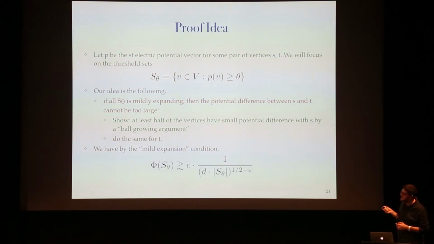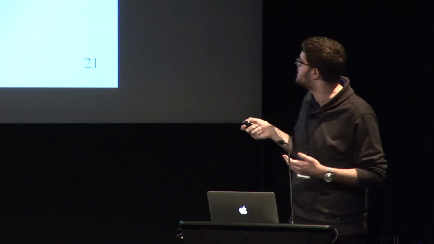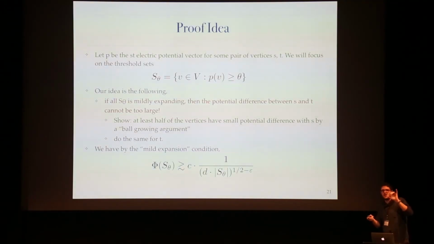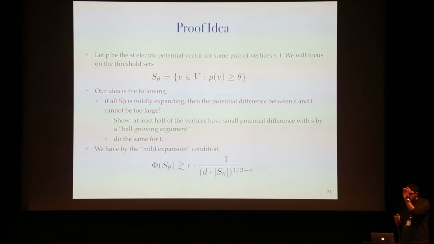The way we do this is by looking at the threshold sets of the potential vector. My idea of showing this is essentially going to be ball growing. I'm going to start with the potential set just containing the vertex S, and gradually expand that until I cover half of the vertices. Then I'm going to do that from T. In the end, I'm going to show that more than half of the vertices have small potential difference to S, and more than half of the vertices have small potential difference to T. So there should be some vertex in the middle which is very close to both. That's going to essentially prove the statement that S and T have a very small potential difference.